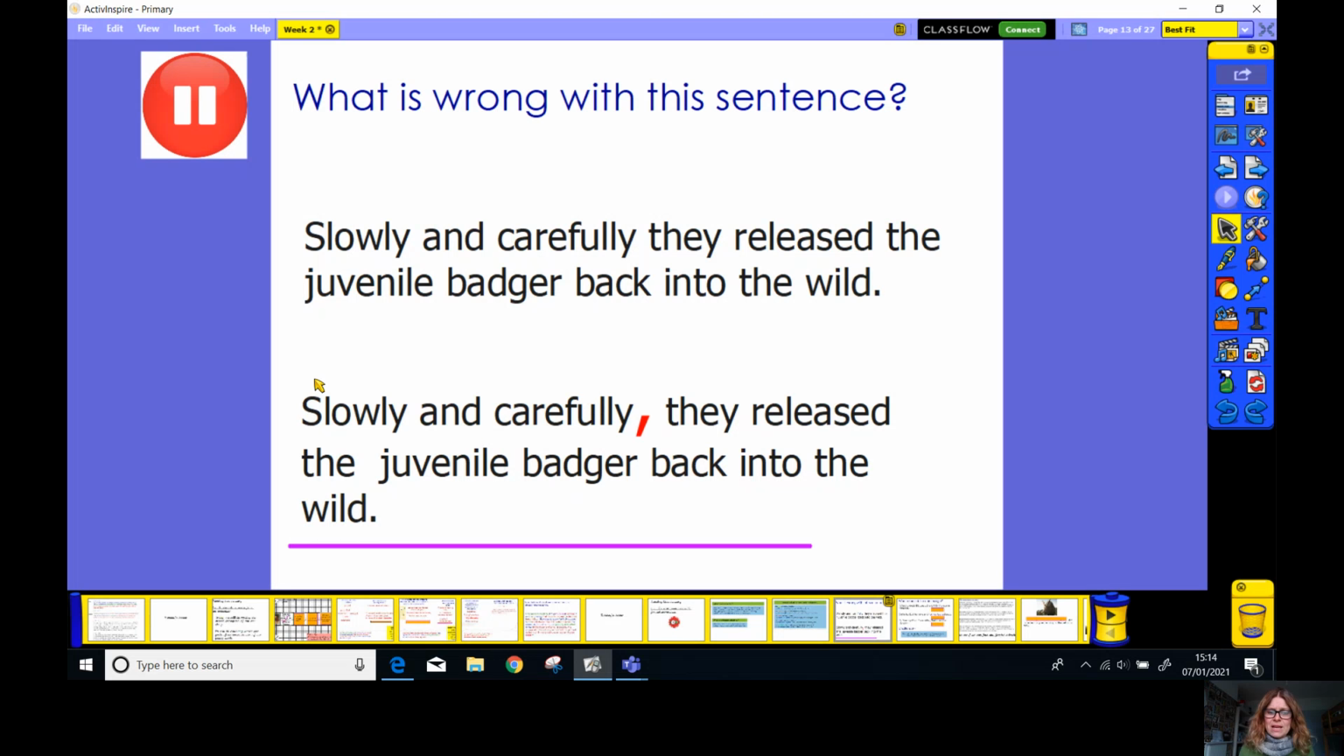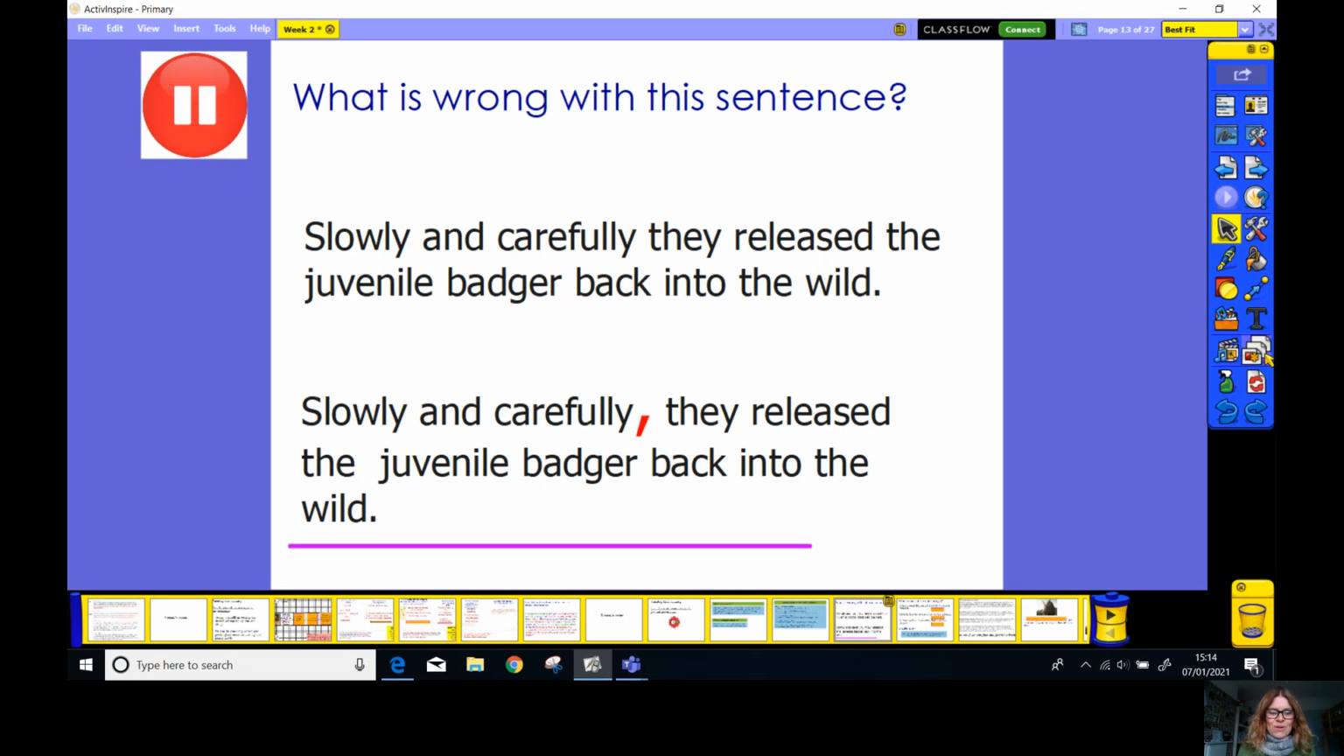Now, remember, this bit here doesn't make sense on its own. Slowly and carefully. You wouldn't go up to someone and say, slowly and carefully. It wouldn't make any sense, would it? But you could go up to someone and say they released the juvenile badger back into the wild. So that bit makes sense on its own, doesn't it, if that had a capital letter? So we do need to make sure that, like a subordinate clause, this fronted adverbial does have a comma after it.